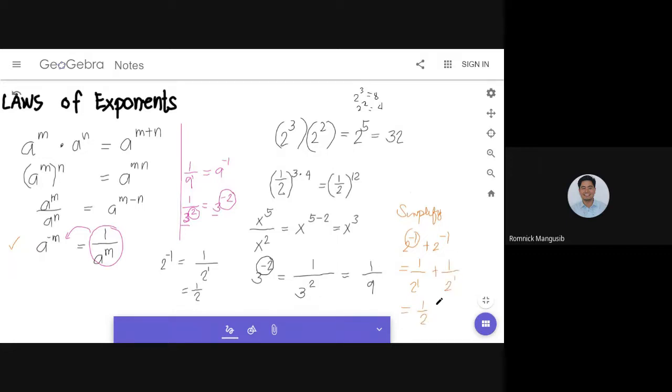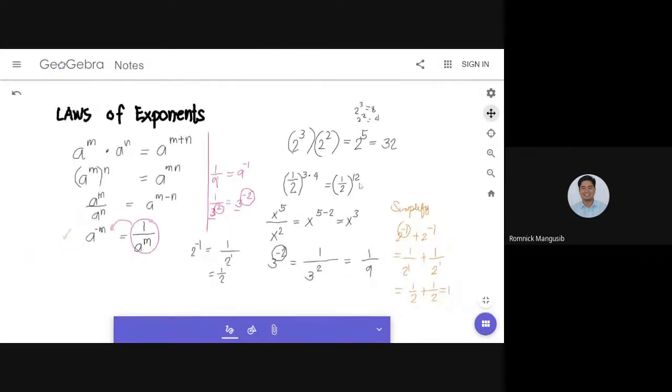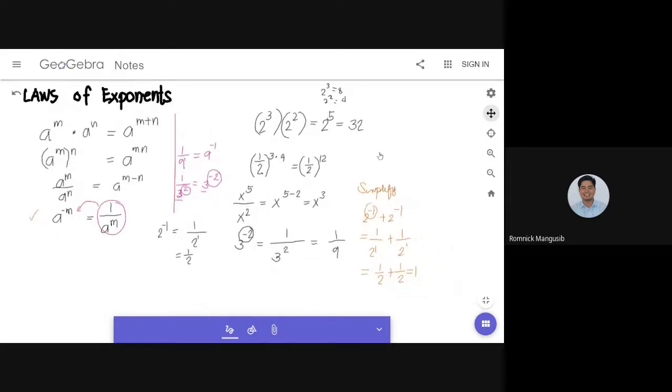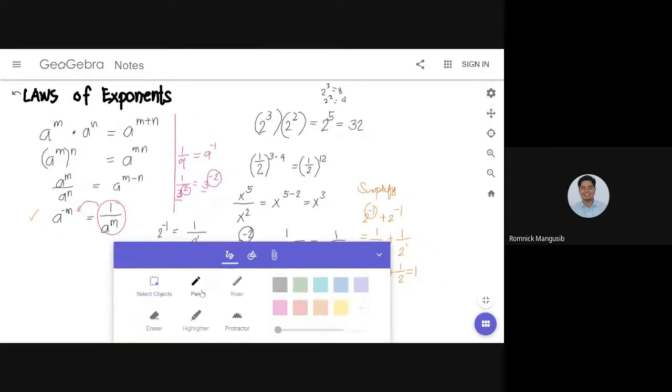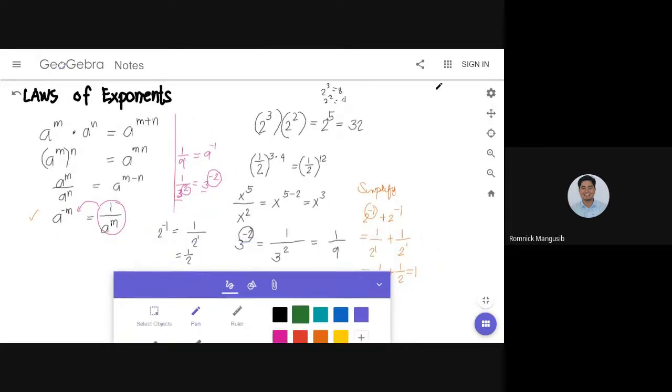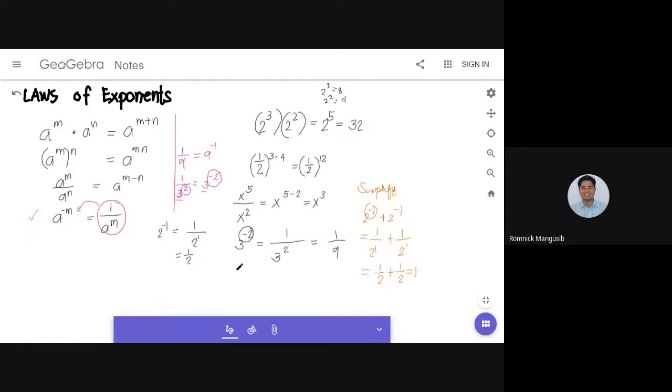Pareho sila. So 1 over 2, 1 half plus 1 half is 1. The answer must be 1. Okay. Pero paano naman kapag pagbalik naman natin, paano naman kapag nakakita ka ng ganito? 1 half raised to negative 1. Ano ang katumbas ni 1 half raised to negative 1?